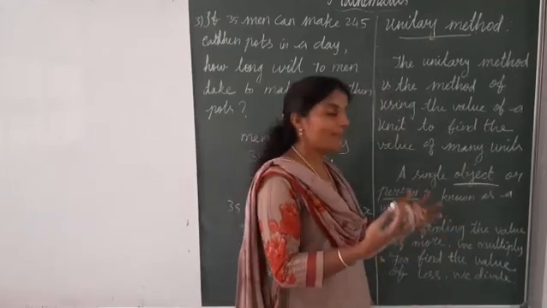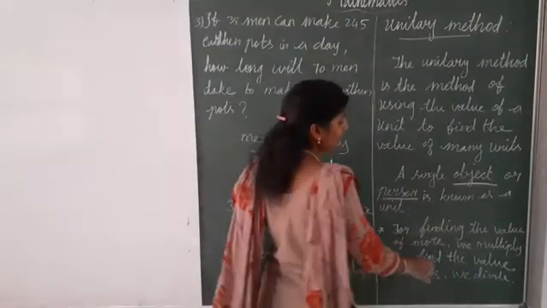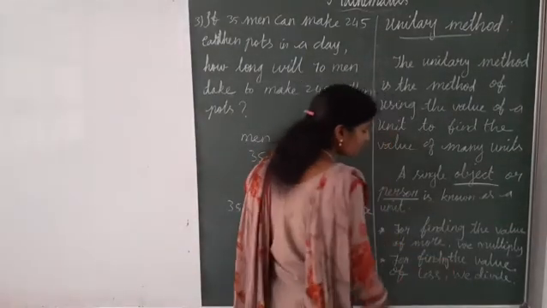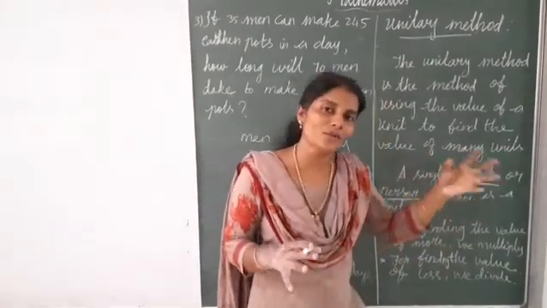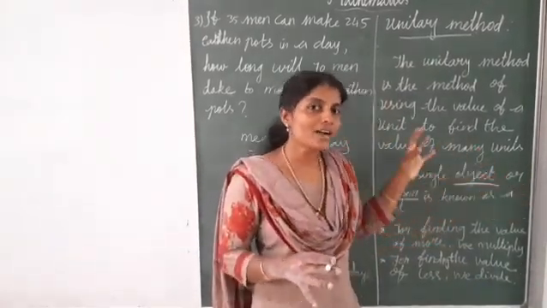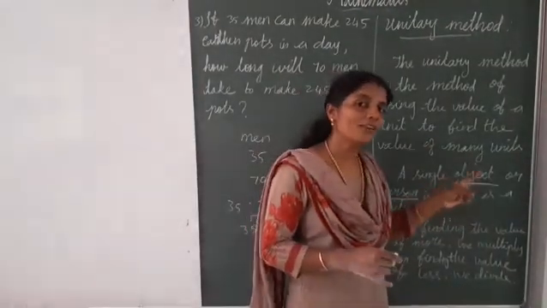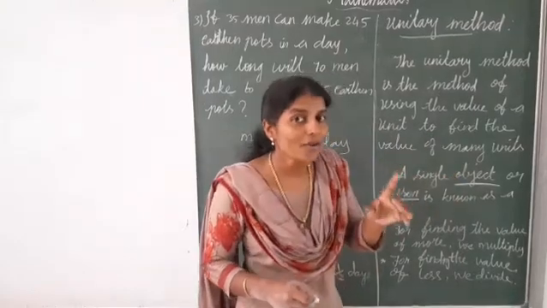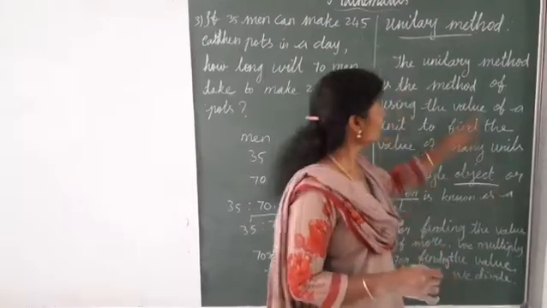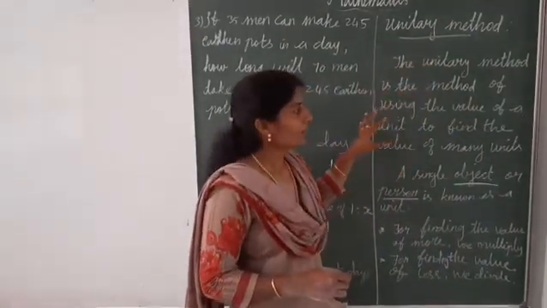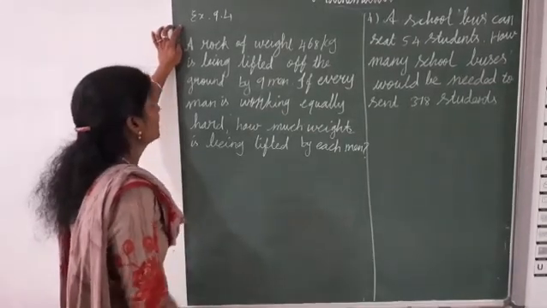Suppose we find the value of less. Finding the value of less, we divide. Suppose cost of 5 apples is 25. What is the cost of 1 apple? 25 divided by 5. We can divide. This is the unitary method. Okay? Exercise 9.4. Question number 1.